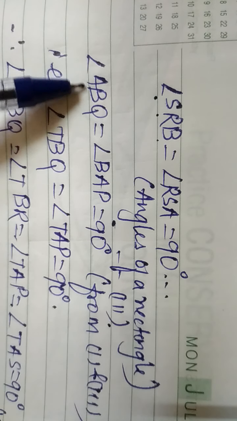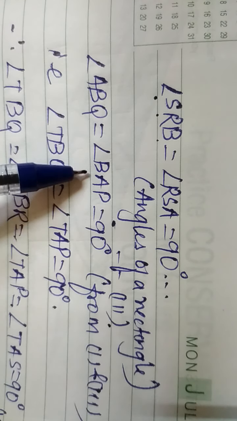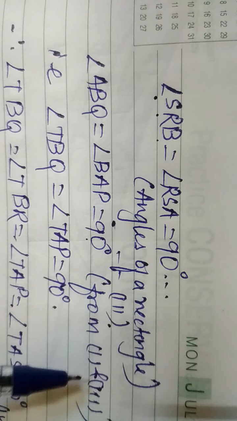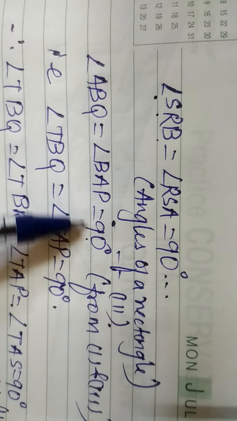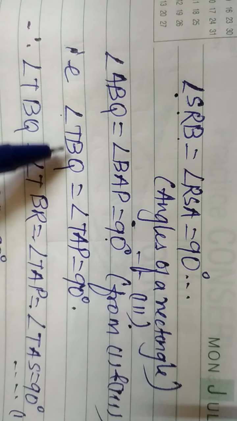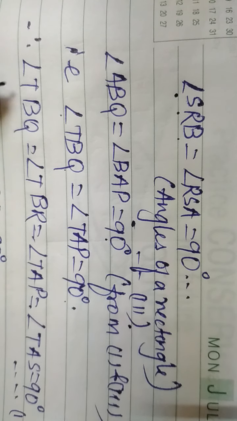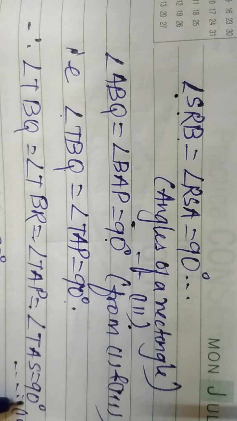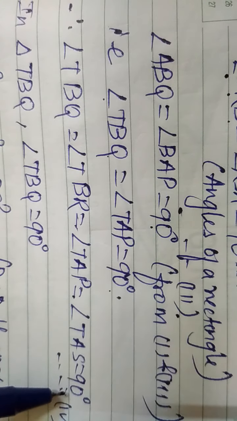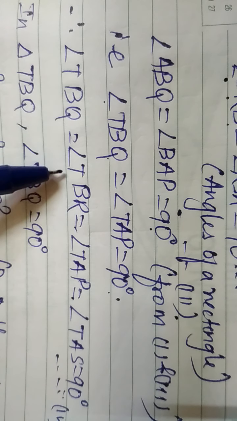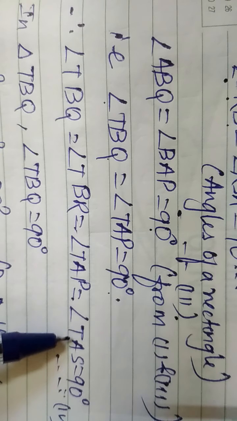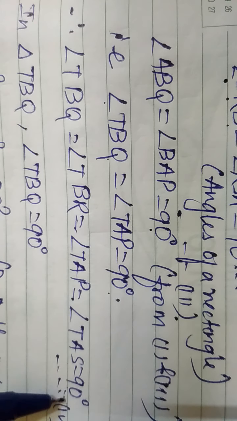Then come to angle ABQ equals angle BAP equals 90 degrees. From equations 1 and 2 we can write that all the angles are 90 degrees. That is, angle TBQ equals angle TAP equals 90 degrees. That means all the angles of the quadrilateral are 90 degrees, that is TBQ, angle TBR, TAP and TAS. All angles are 90 degrees.